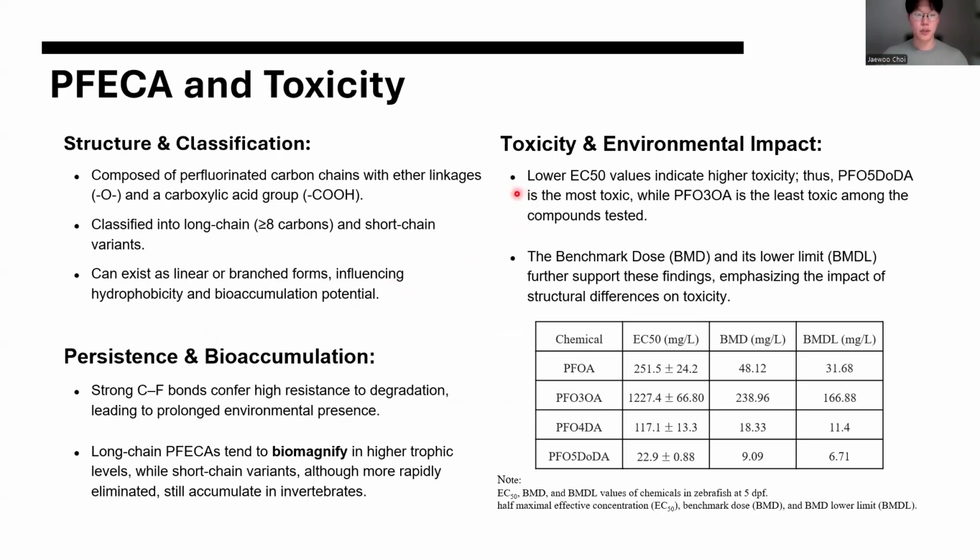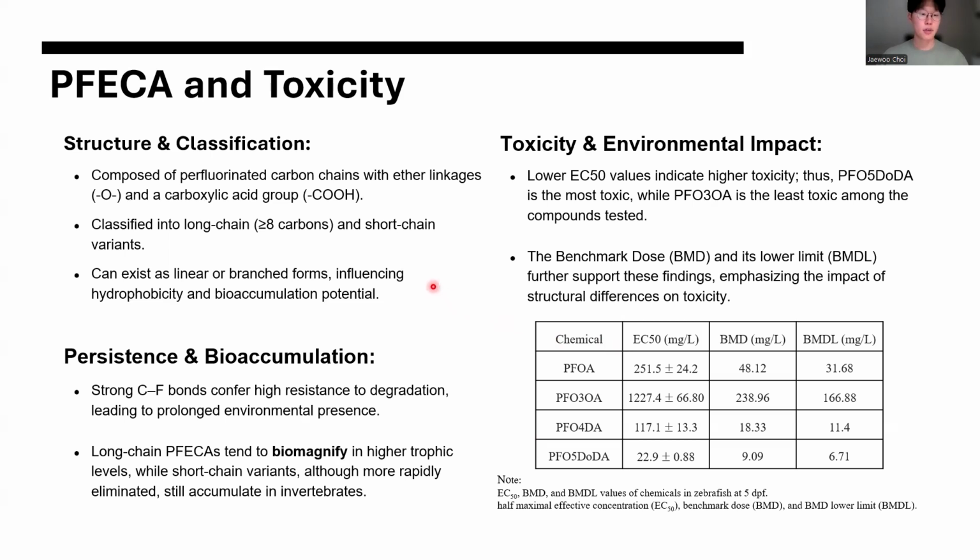When evaluating toxicity, we look at EC50 values, indicating the concentration at which a chemical affects 50% of a test population. This means a lower EC50 value means higher toxicity. Among PFECAs, PFO5DoDA is the most toxic with an EC50 value of just 22.9 milligrams per liter. ECO3OA is least toxic with an EC50 value of 1,227.4 milligrams per liter. This suggests that small structural differences significantly influence toxicity.